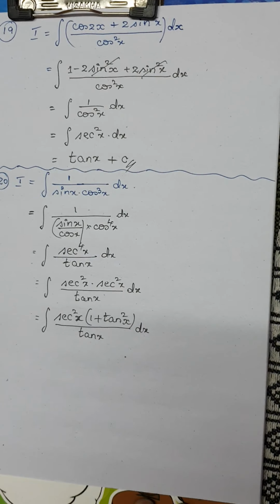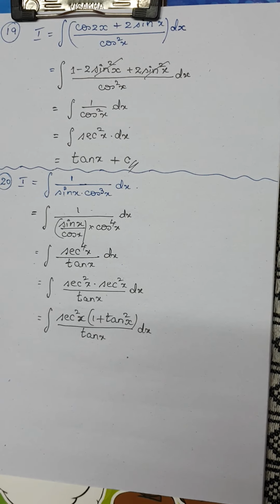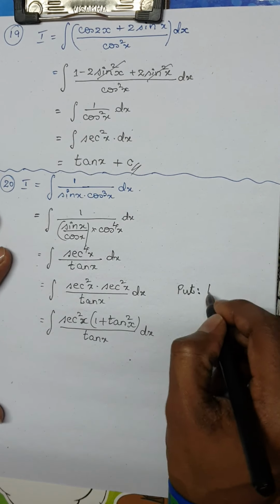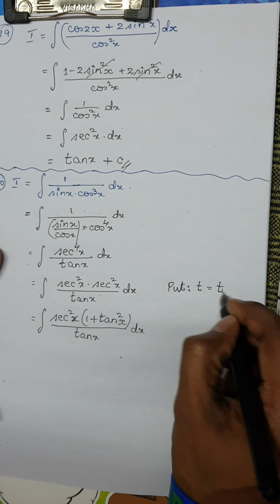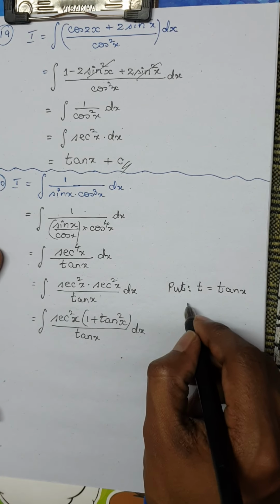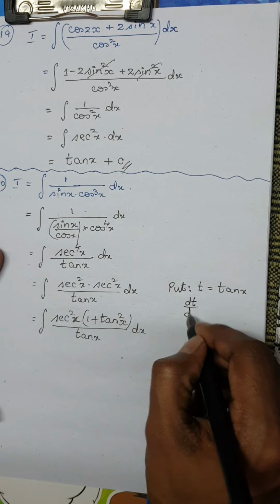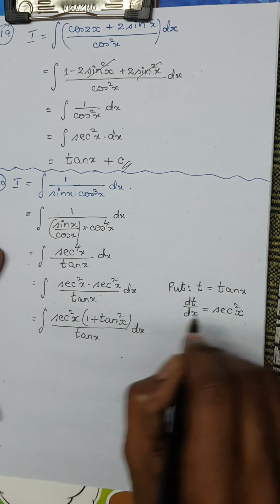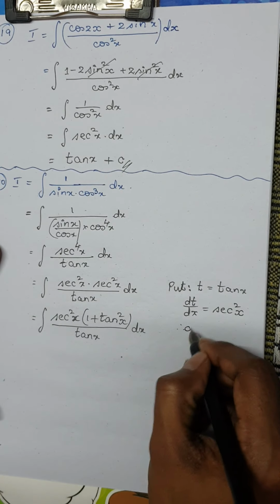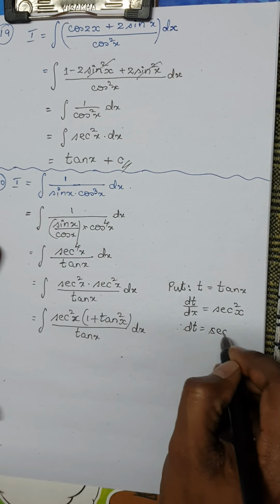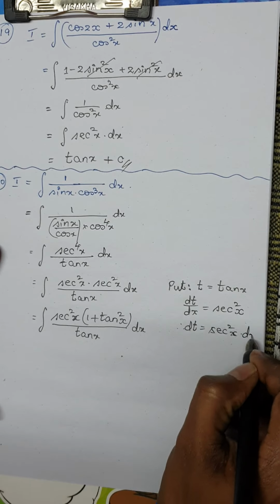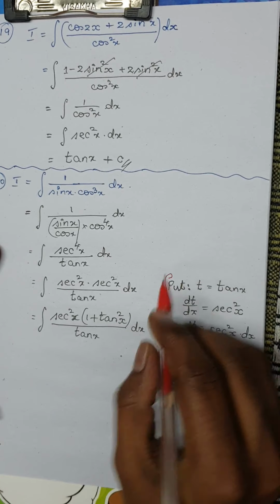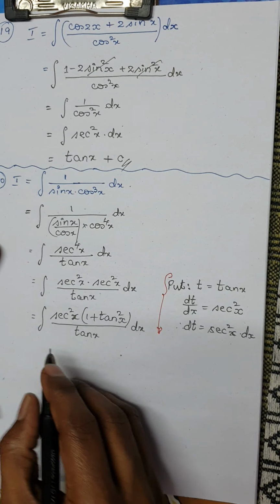Now I'm going to use the substitution here. Let me put t is equal to tan x. If you differentiate with respect to x, you will get dt by dx is nothing but the derivative of tan, which is secant square x. Therefore dt would be secant square x dx. This is the substitution part. Always, as I tell you, keep it aside. Now see what happens to the integral.